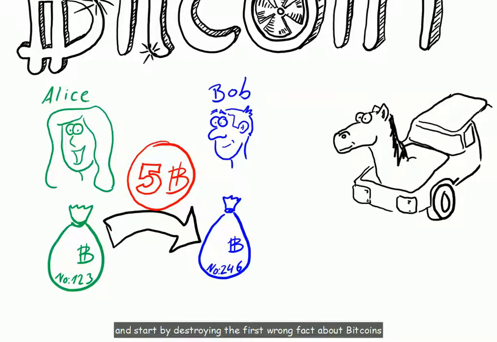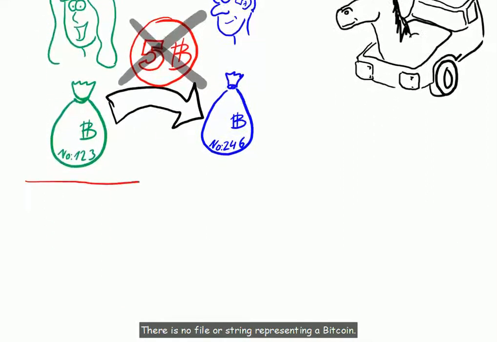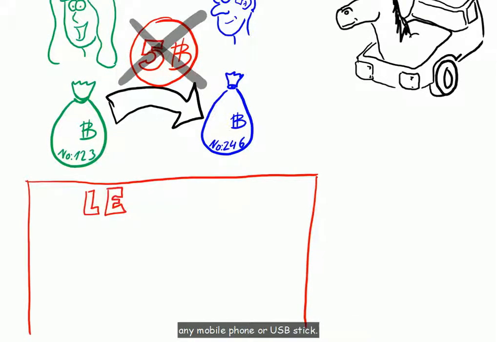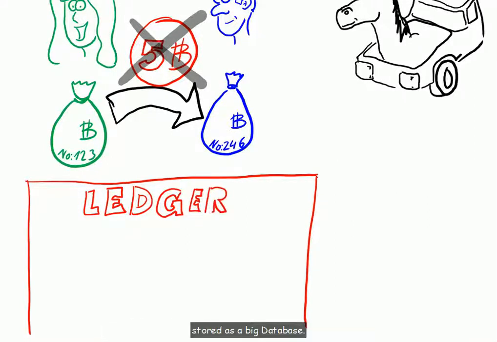about Bitcoins. There are no Bitcoins. There is no file or string representing a Bitcoin. Accordingly, there are no Bitcoins on any hard disk, any mobile phone or USB stick. In fact, there is only a kind of electronic bookkeeping ledger, stored as a big database.